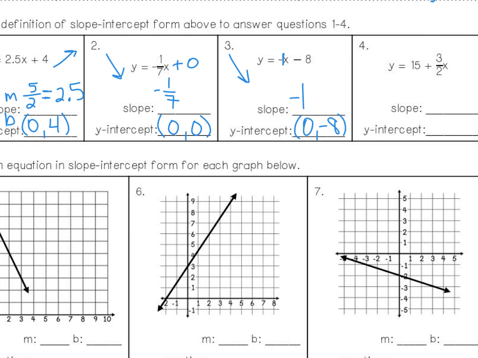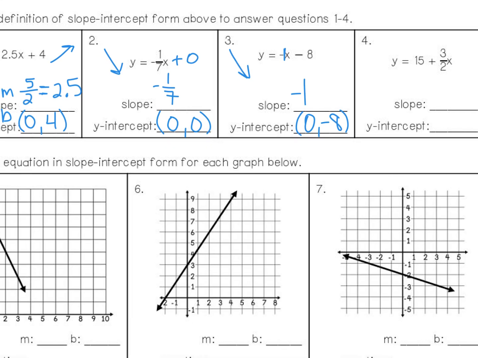Ooh, cautious here. What is the slope? 3 over 2. Your slope is always the one with the x. And your b is the constant. What's our constant? 0, 15.